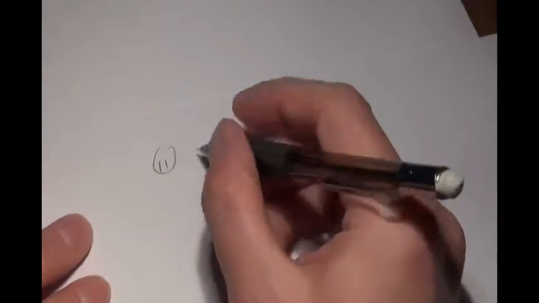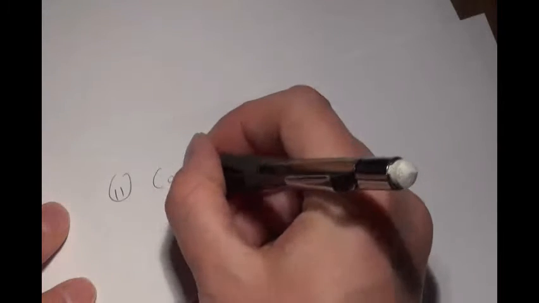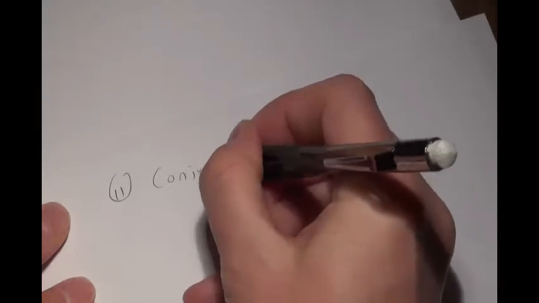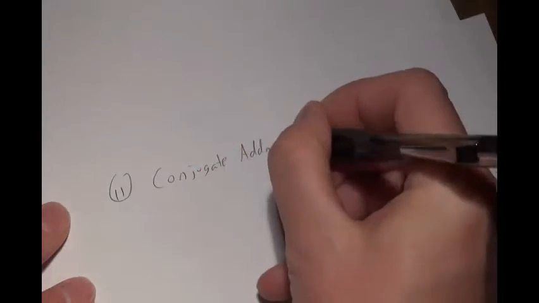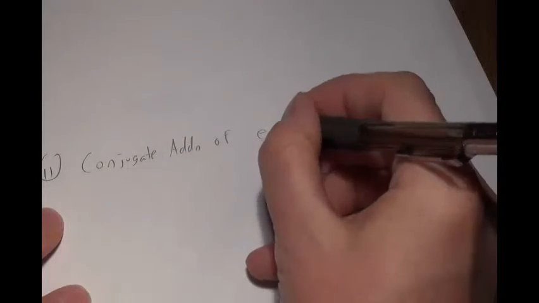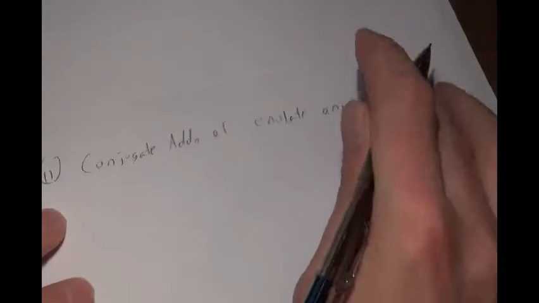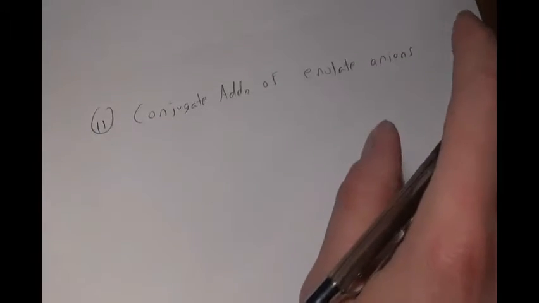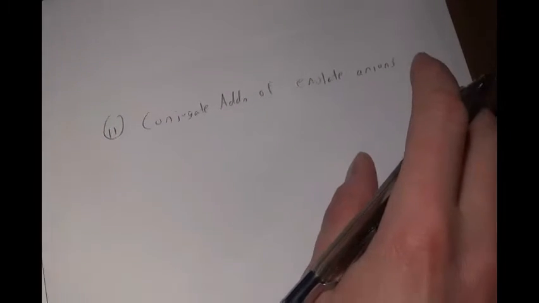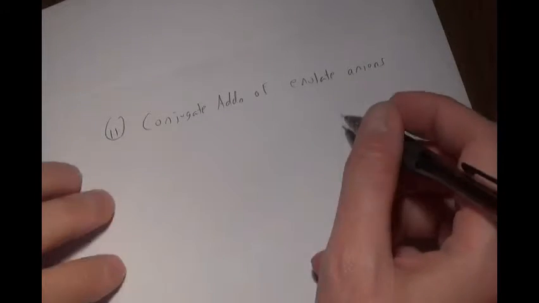Number 11. Now we're going to do conjugate addition of enolate anions. What does that mean? Conjugate addition of enolate anions. What could that possibly mean?